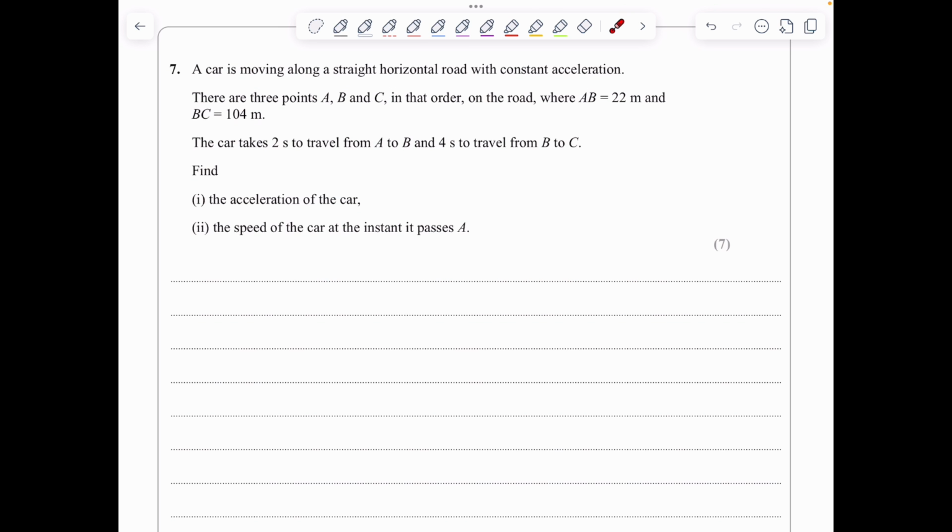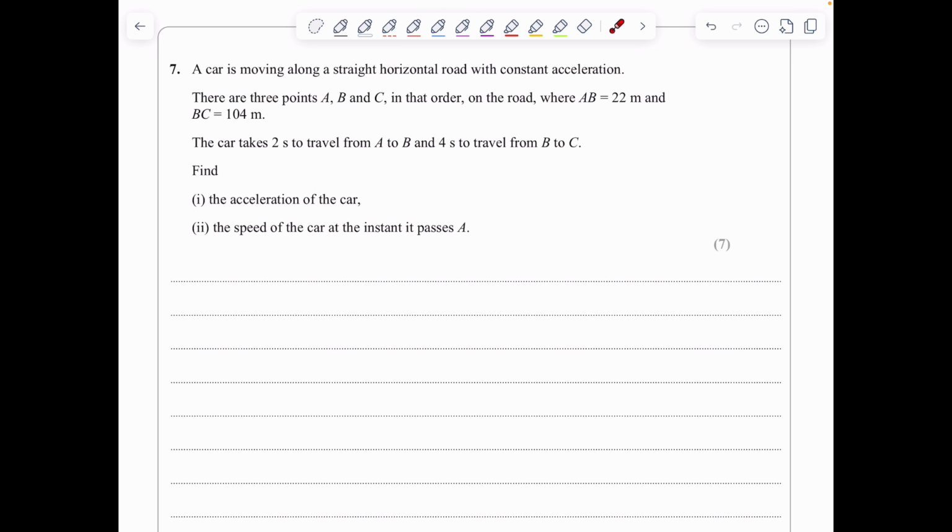In question 7, we've got a car moving along a straight horizontal road with constant acceleration. Now we've got 3 points A, B, and C in that order on the road, with AB being 22 meters and BC being 104 meters. We are told that the car takes 2 seconds to travel from A to B and another 4 seconds to go from B to C, and we need to find the acceleration of the car and the speed of the car as it passes through A.